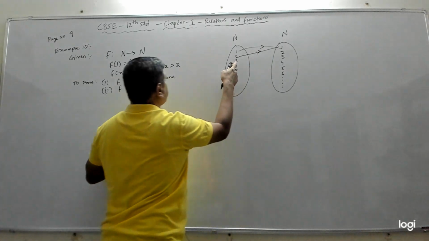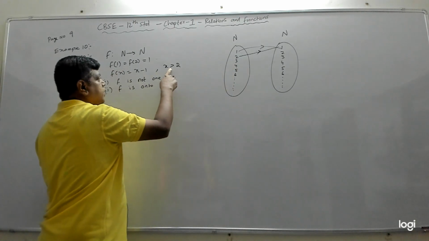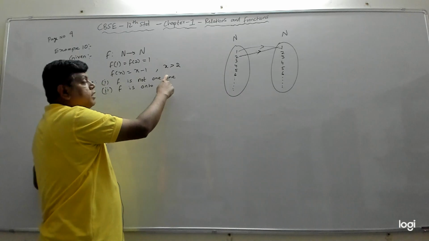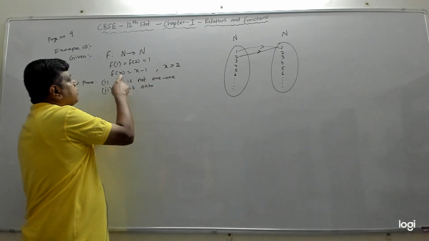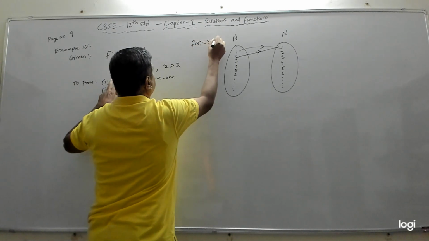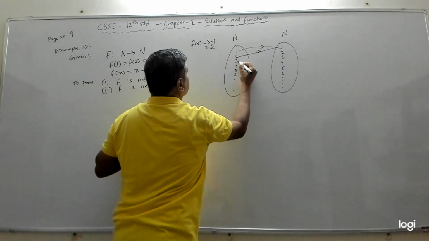And 3 goes to, now x is 3. When x is 3, this condition is satisfied: x is greater than 2, 3 is greater than 2. So I have to use this function. Now what is f of 3? My f of 3 will become 3 minus 1, which is 2. So my 3 will go to 2.